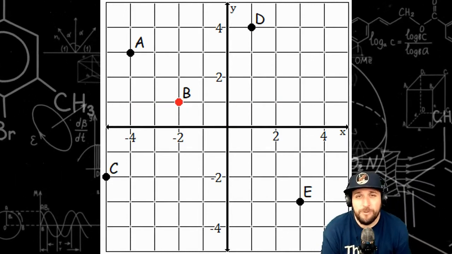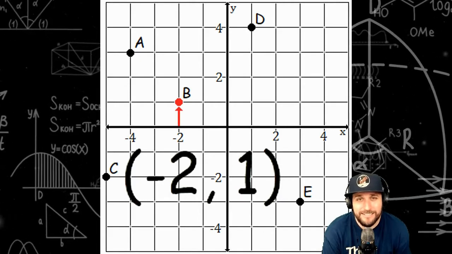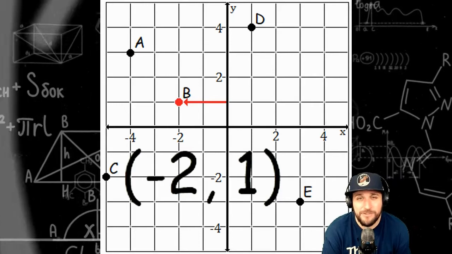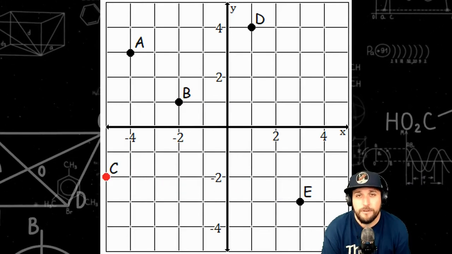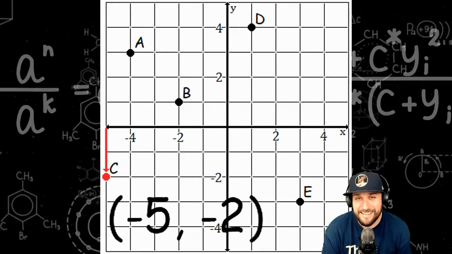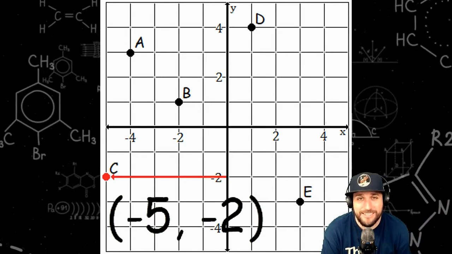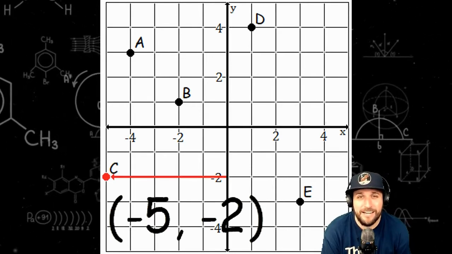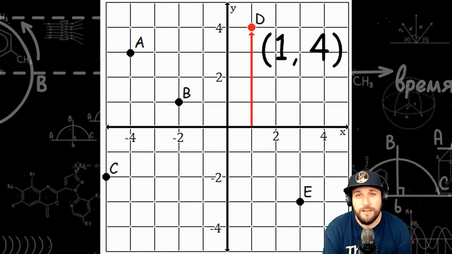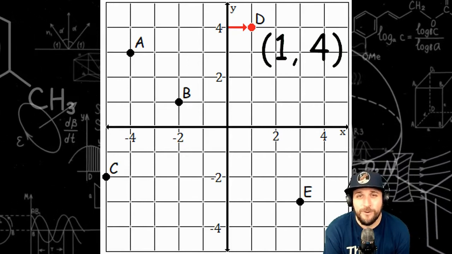Point B is at the ordered pair -2, 1. It's at -2 on the x-axis and 1 on the y-axis. So it's at the ordered pair -2, 1. Point C is at the ordered pair -5, -2. It's at -5 on the x-axis and -2 on the y-axis. So it's at the ordered pair -5, -2. Point D is at the point 1, 4. It's at 1 on the x-axis, 4 on the y-axis. The point is 1, 4.